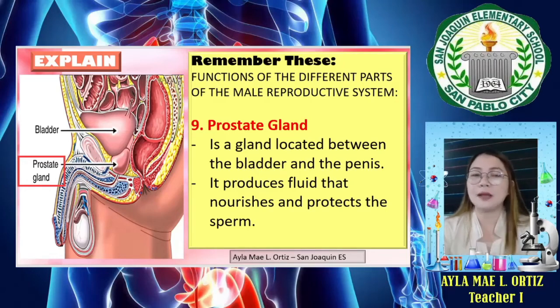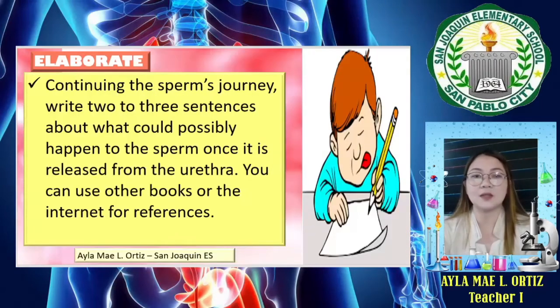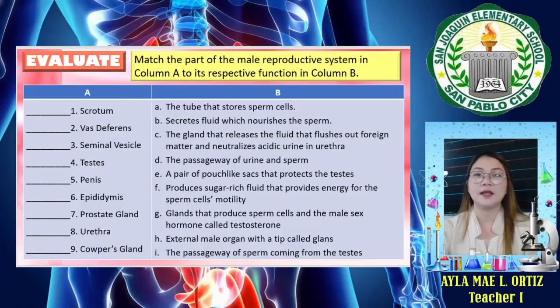So to further elaborate our lesson, let's answer this question. So continuing the sperm's journey, write 2 to 3 sentences about what could possibly happen to the sperm once it is released from the urethra. So you can use other books or the internet for your references. Okay, class? To see if you really understand our lesson for today, you need to answer the following question. Okay, what you need to do is to match the parts of the male reproductive system in column A to its respective function in column B.